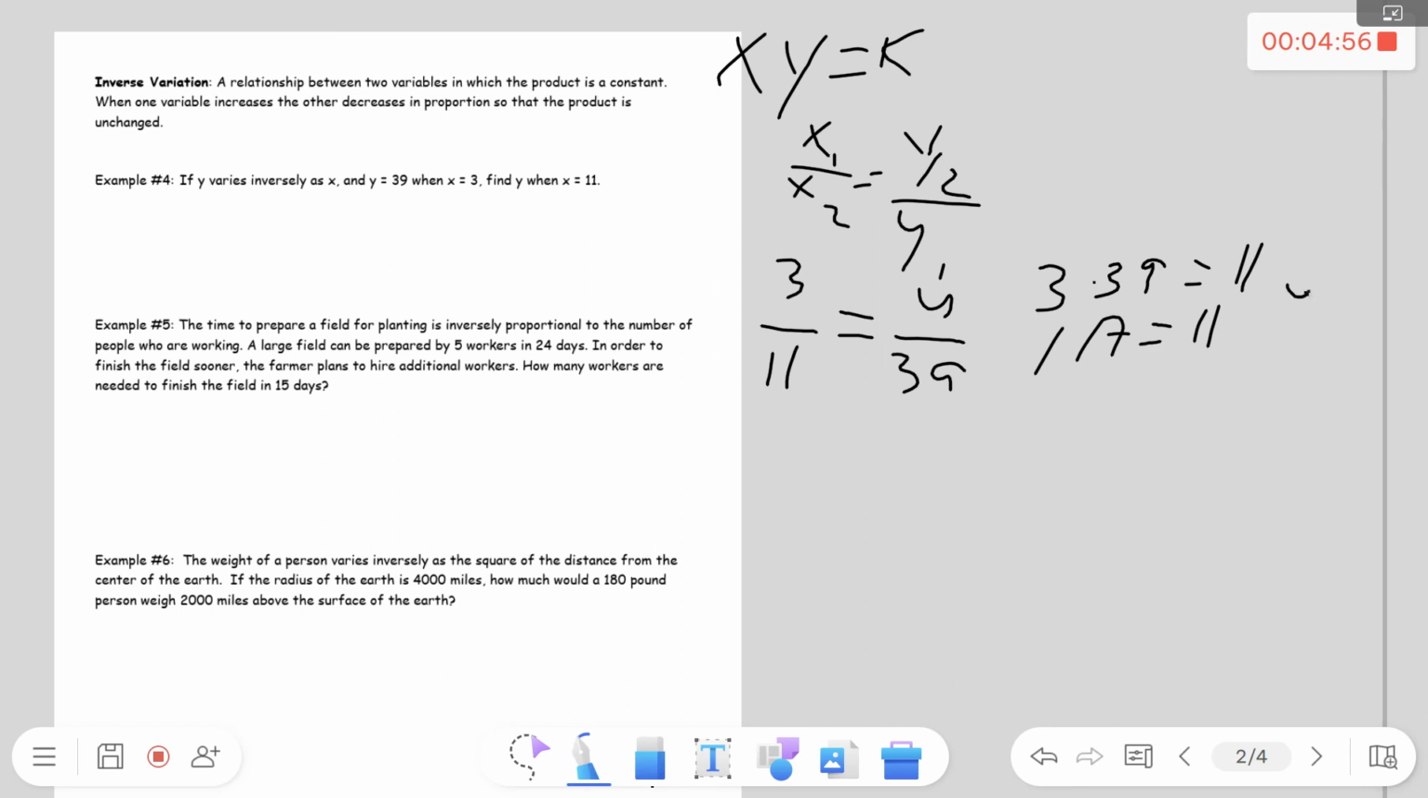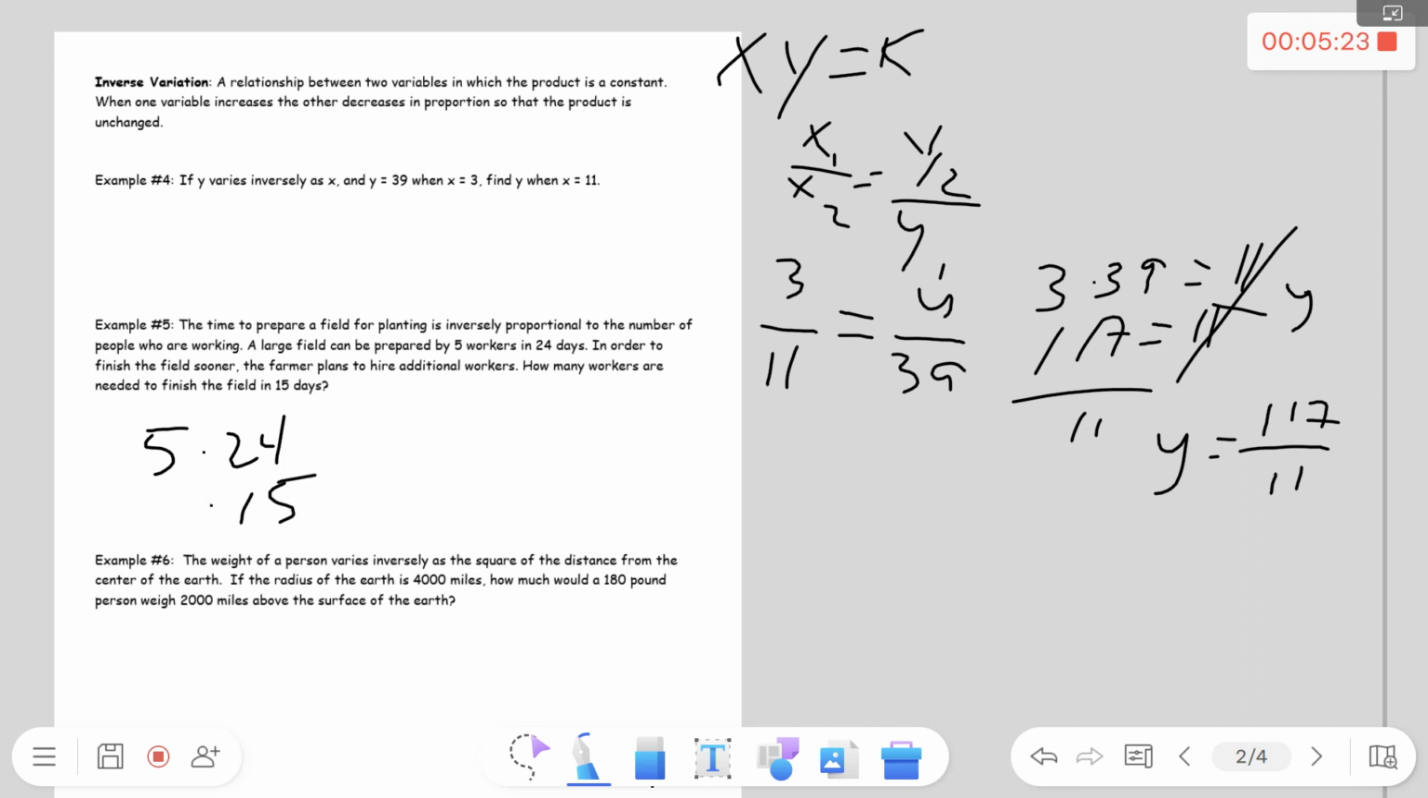So we divide by the 11. So my y value here is 117 over 11. Number 5, it says the time to prepare a field for planting is proportional to the number of workers. So if we have 5 workers taking 24 days, how many workers will it take to get it done in 15 days? So I'm going to put an x there, right?